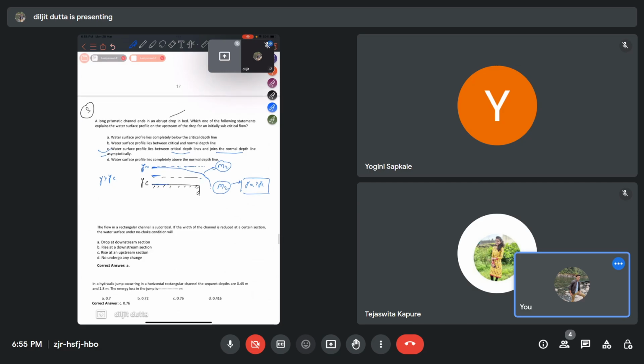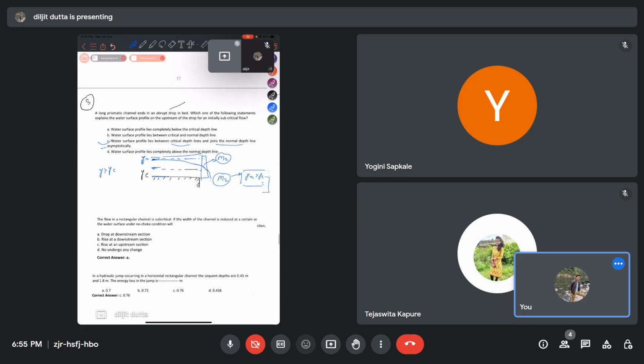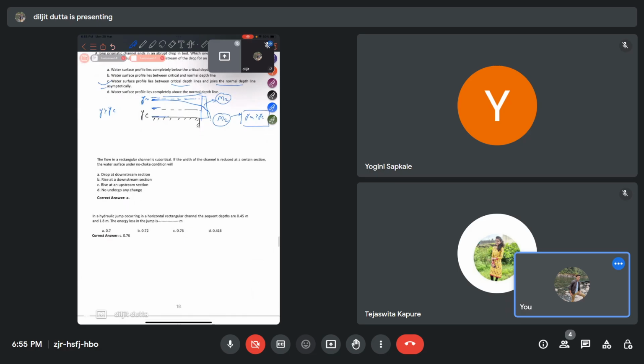M1 would have formed if we had placed a reservoir here or a blockage, then we could have got an M1 profile. But in this case, in the sudden drop, there is no blockage under the tail section, so it will be an M2 profile only. Now coming to the next question.